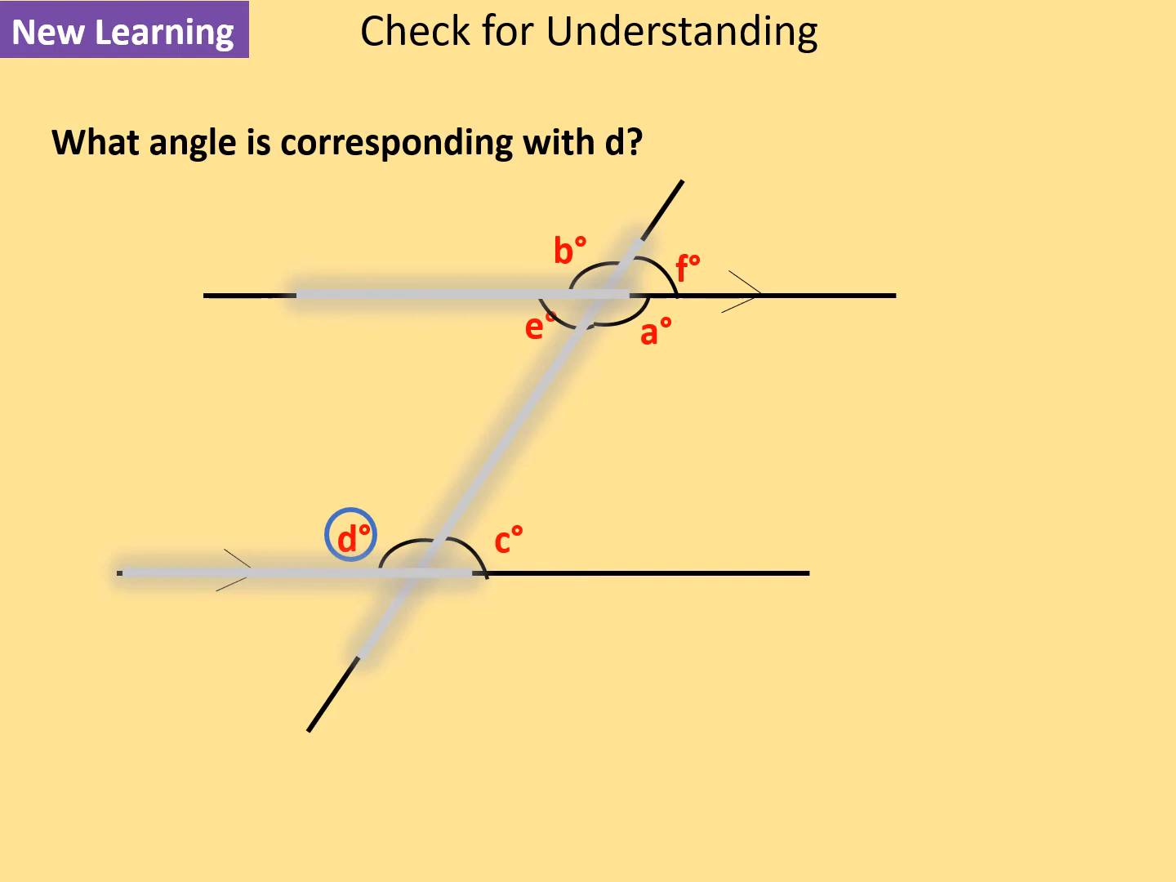That would mean those two are allied, E and D. But the other angle that's corresponding with D needs to be in the exterior region, like B. And just like we've mentioned before, because we can see an upside down F shape as well, we can say that D and B are corresponding.